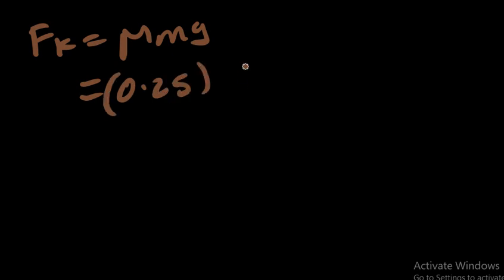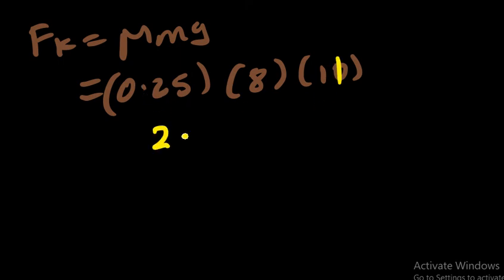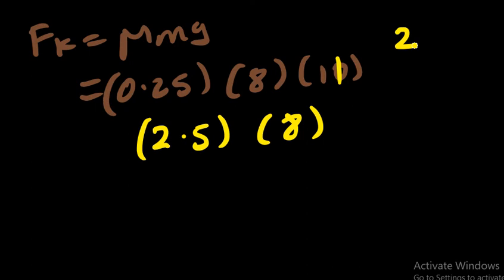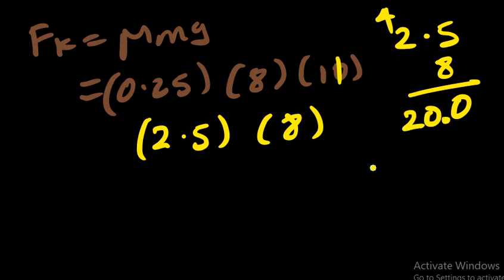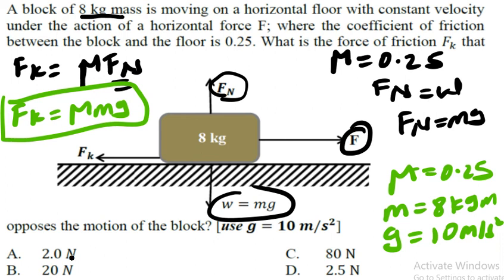Therefore, as we stated, Fk will be mu times mg, which is 0.25 multiplied with 8 times 10. Then this 0 will cancel, and the point shifts here. It will be 2.5 multiplied with 8. You have to be good mathematically also, because the point will be shifted once when you multiply by 10. Therefore, 2.5 times 8: 8 times 5 is 40, you can write 4 up here. And 8 times 2 is 16, plus 4 is 20. But there is 1 point, so I have to put the point here. So finally, the answer will be 20 Newton. This is the frictional force. The answer will be B. Okay, let's continue to the next question.